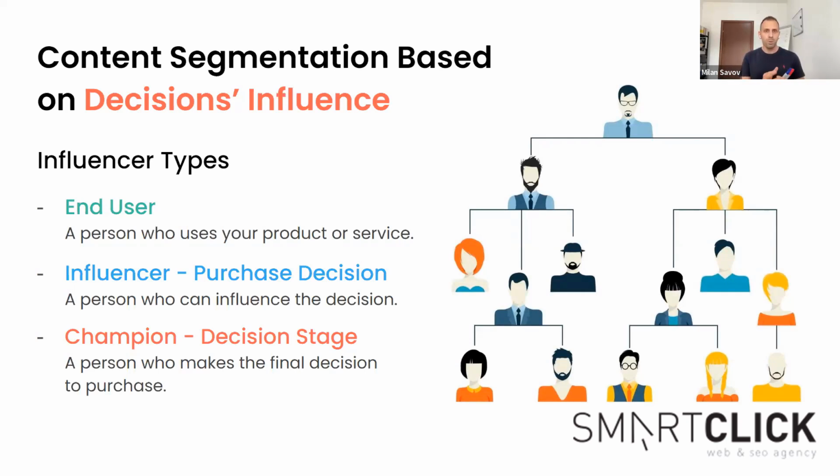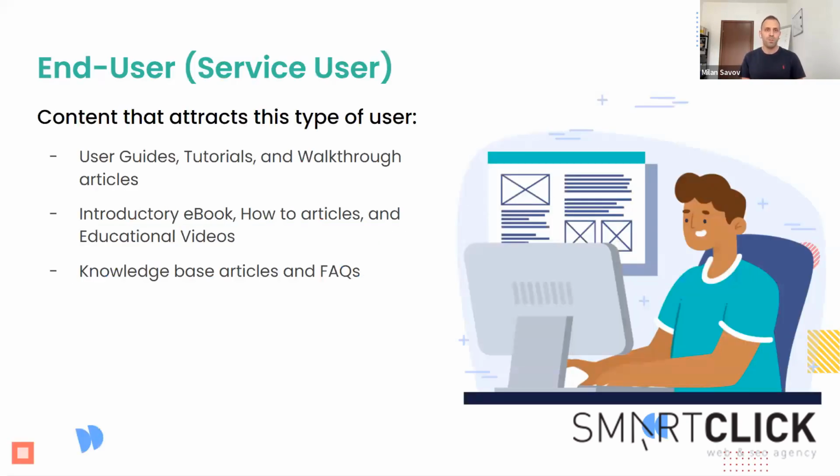And the final role is the champion, who makes the final decision. So he holds the authority to approve or not the purchasing decision. To effectively engage with decision makers, influencers, and end users, the whole job roles, we need to tailor our content to their specific roles and requirements.